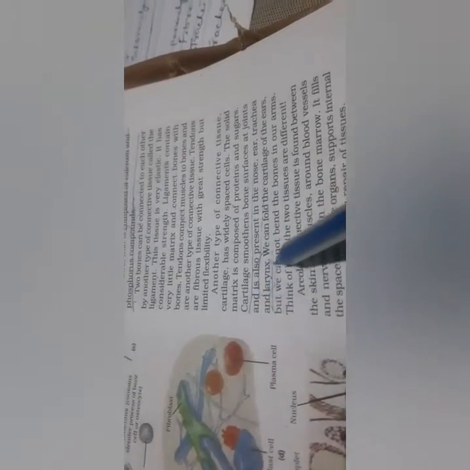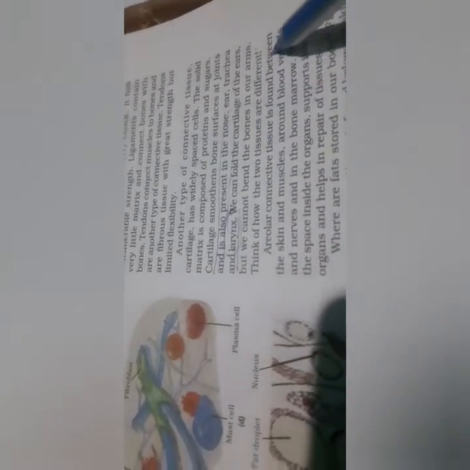What is the other name of larynx? Voice box is the other name. We can fold the cartilage of the ear, but we cannot bend the bones in our arms. Think of how the two tissues are different.